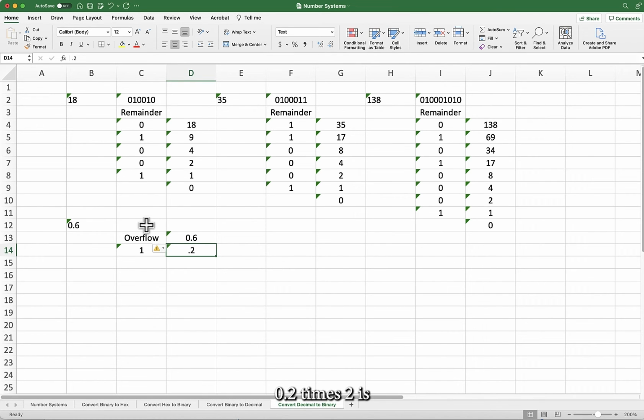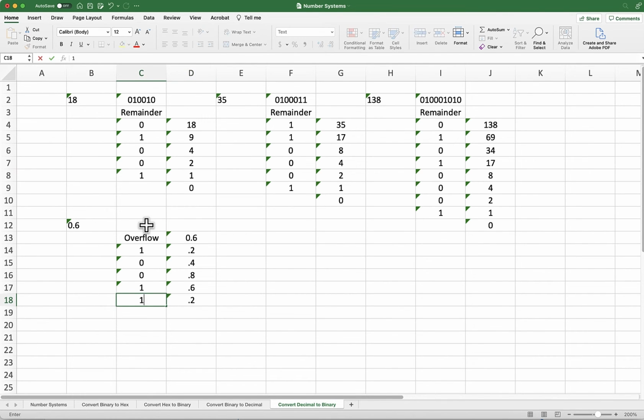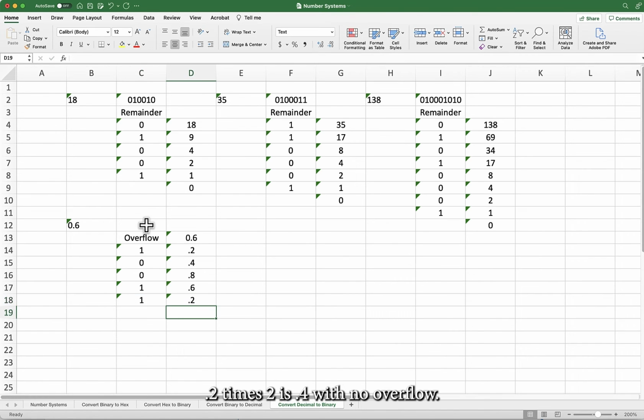0.2 times 2 is 0.4 with no overflow. 0.4 times 2 is 0.8 with no overflow. 0.8 times 2 is 1.6. And 0.6 times 2 is 1.2, with an overflow. 0.2 times 2 is 0.4 with no overflow.